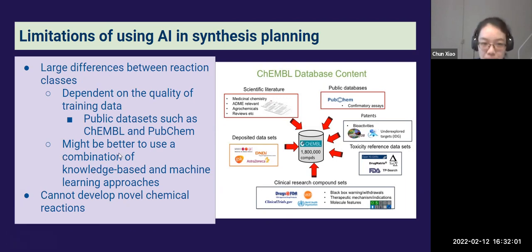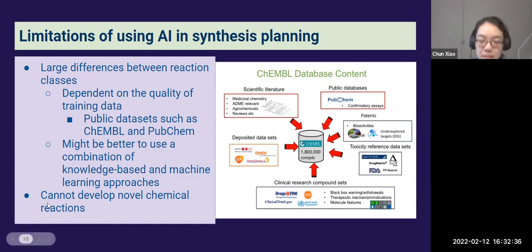For this reason, it might be better to use a combination of knowledge-based and machine learning approaches. A knowledge-based approach is where you have a library of pre-existing chemical structures and chemical reaction flows, and you can use this library and basically search through it like a search engine. Then you can find the optimal way of synthesizing your drug, for example. And if you combine this with machine learning, it might be a more reliable approach.